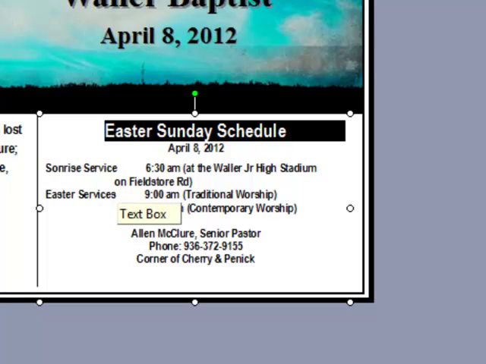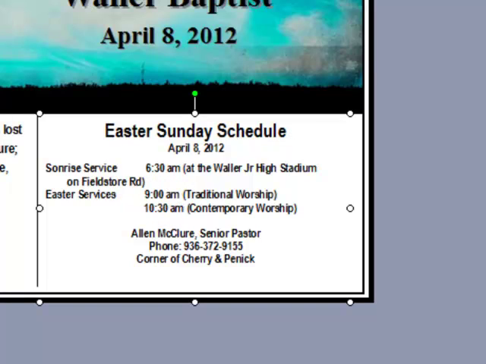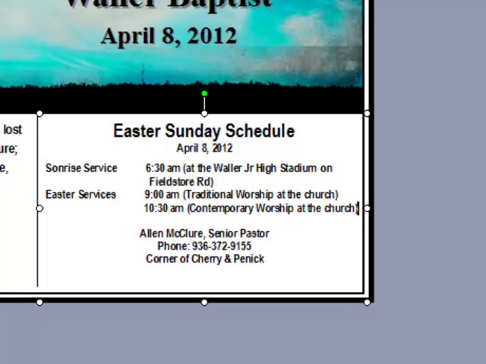First of all, of course, we're going to change this so it is spaced a little bit better. Because it makes it very clear that the sunrise service is at the junior high stadium, let's put it below or right next to the traditional service. Okay, so that's consistent. That clarifies that. Now, where do you want to put the website, that sort of thing?